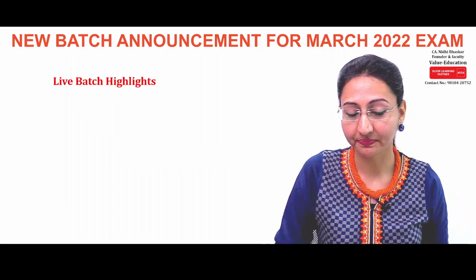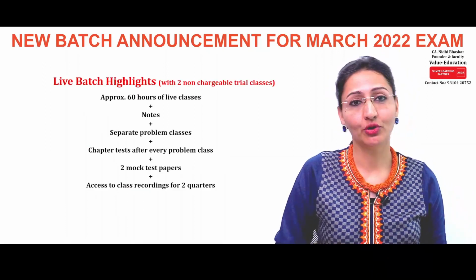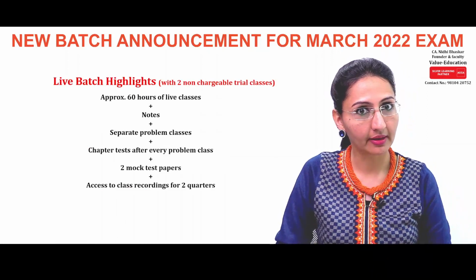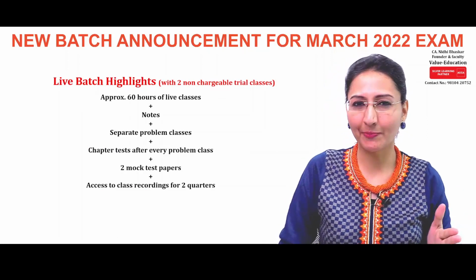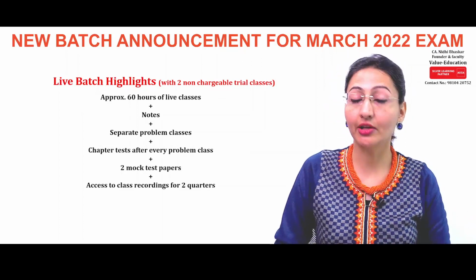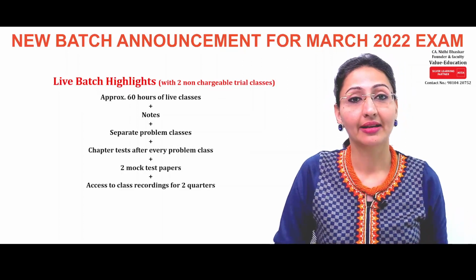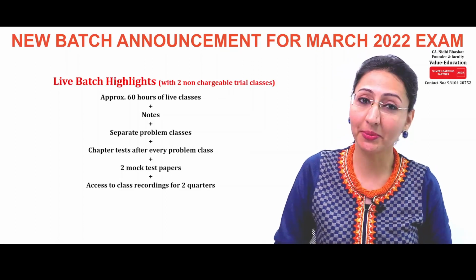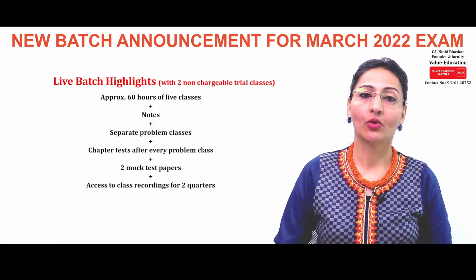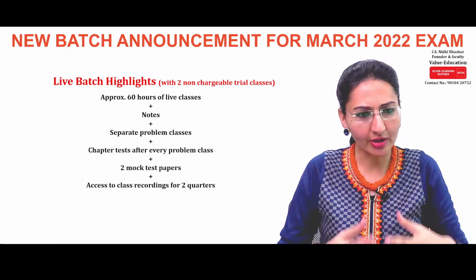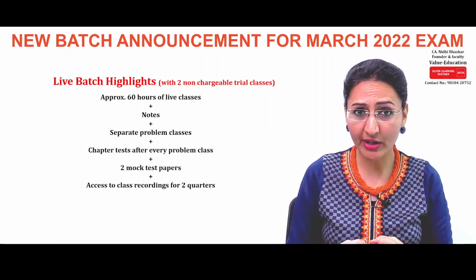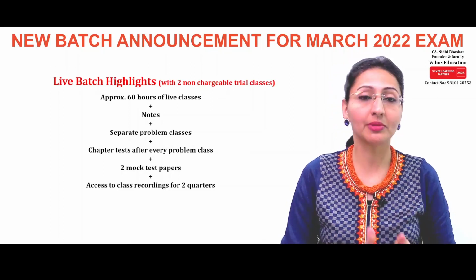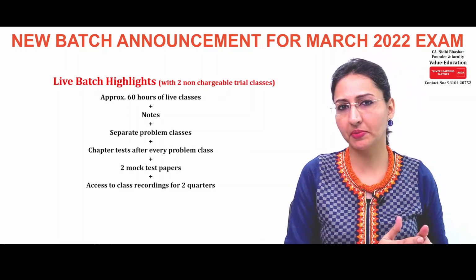How do they go? In the live batch, by default, you get 2 trial classes to opt for any live batch. Then the classes will be approximately 60 hours for the live batch, running on weekends only. The notes which are run in the class, by default you get them. Then separate problem classes are kept for you. That means on the weekends, the concept is taught to you and then you practice some questions and now you struggle with some problems. To ask those problems and get them solved, there are separate problem classes.